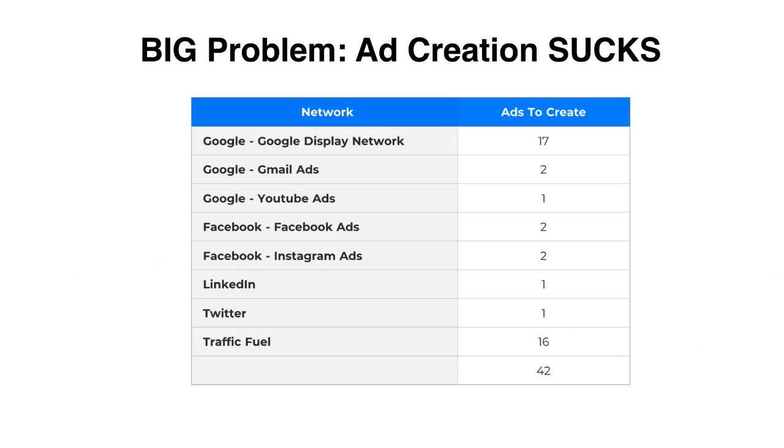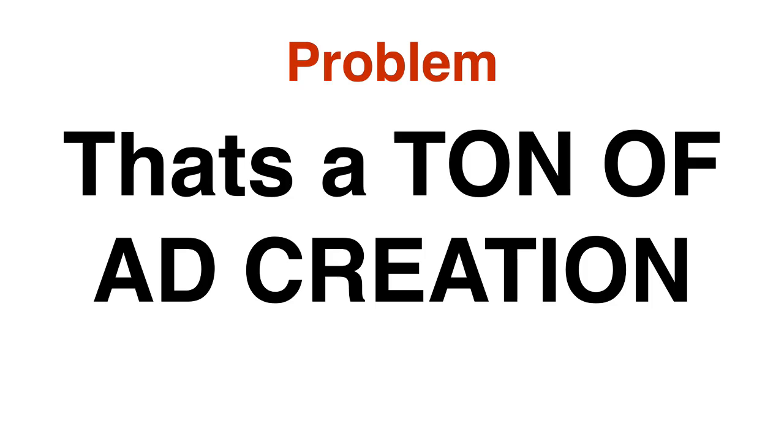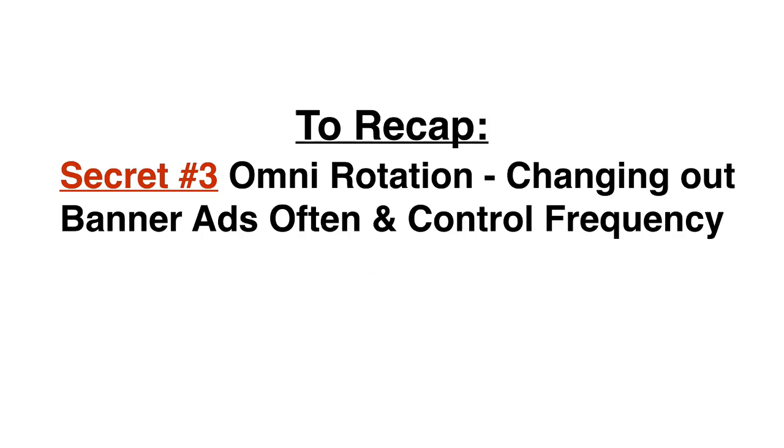Again, the problem here is that ad creation sucks. Okay, 42 different types of ads to create, and really we have 3 different types of ads that we like to run, right? The branding ads, the offer ads, the review ads. So in all, 42 times 3, we have 126 different ads to create. The problem is that is a ton of ad creation. So to recap, guys, OmniRotation is about changing out banner ads often and controlling frequency so that we can do the best job possible in converting as many prospects as we can into paying customers.